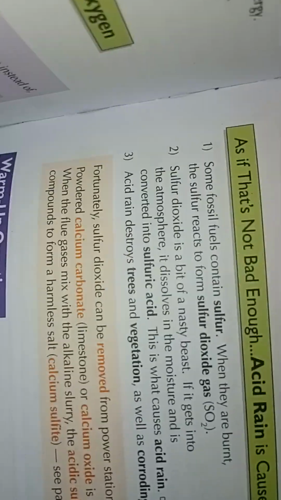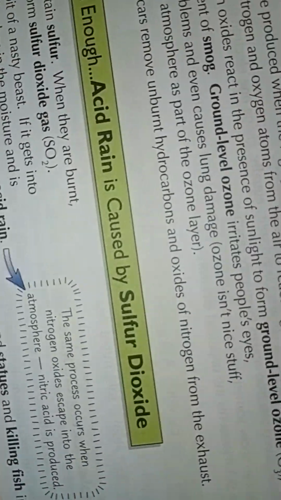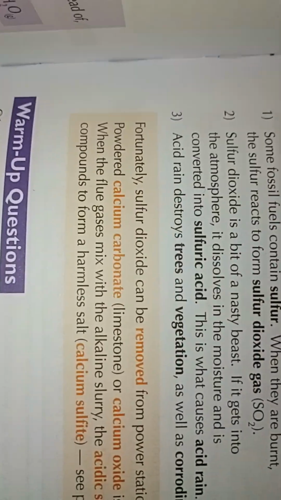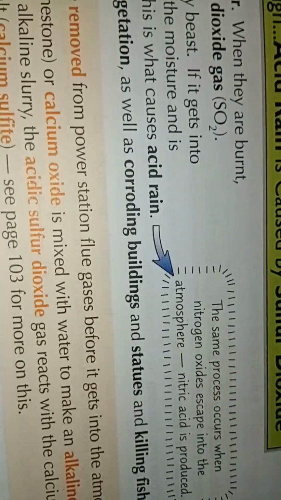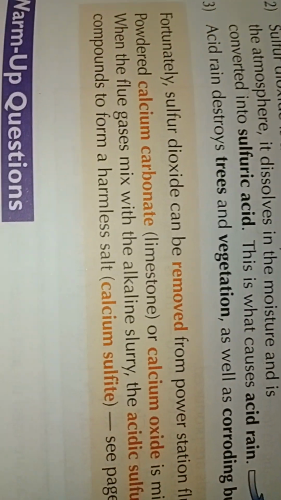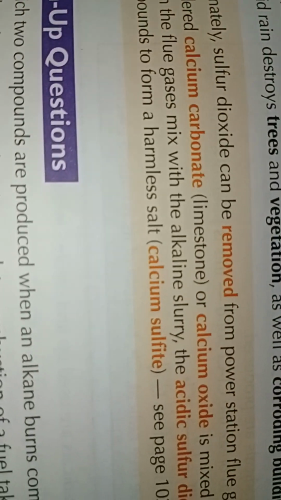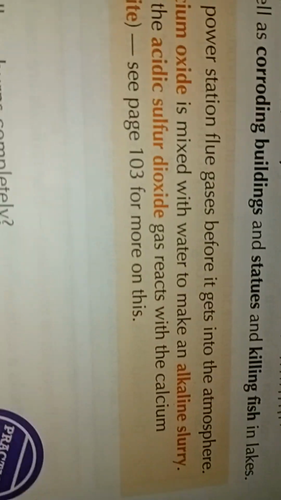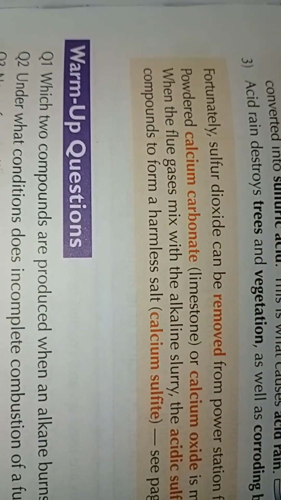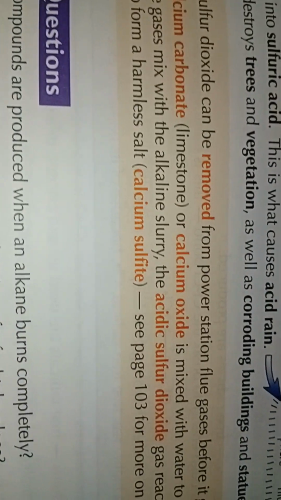That's what the catalytic converters are doing, to take out the nitrogen oxide. Fortunately, sulfur dioxide can be removed from power station flue gases before it gets into the atmosphere. Powdered calcium carbonate, limestone, or calcium oxide is mixed with water to make an alkaline slurry. Where the flue gas meets the alkaline slurry, the acidic sulfur dioxide gas reacts with the calcium components to form a harmless salt, calcium sulfite.